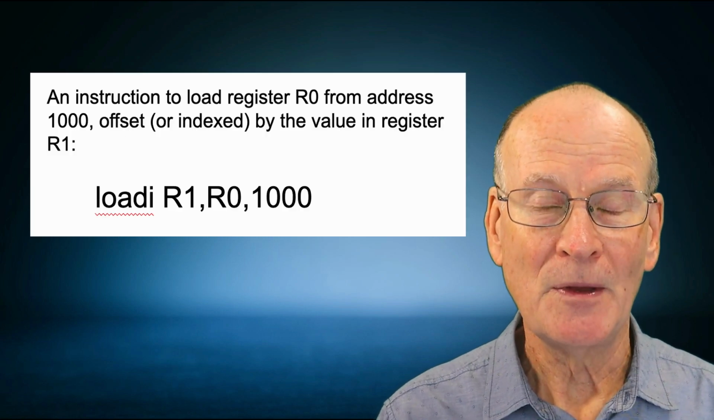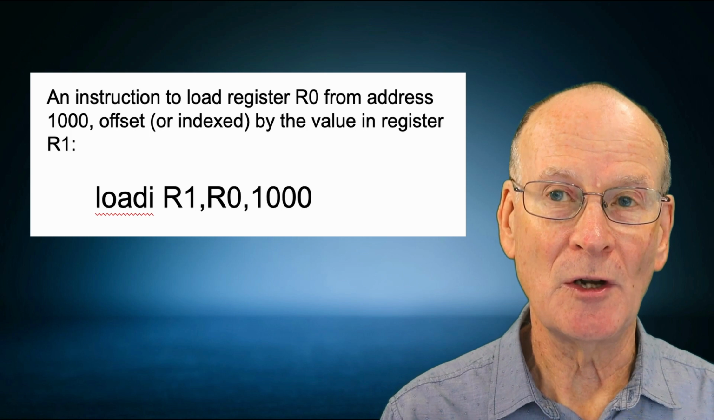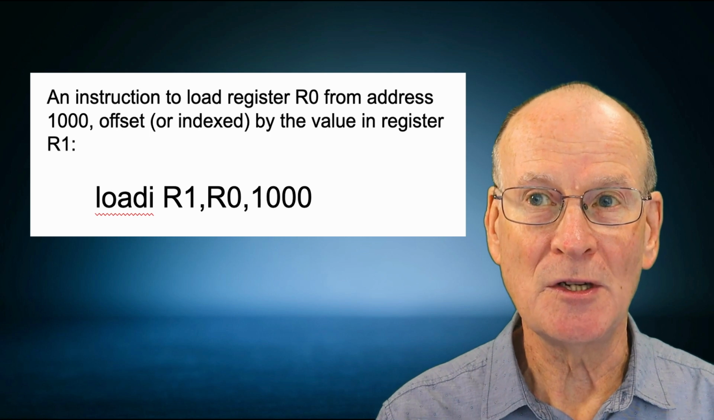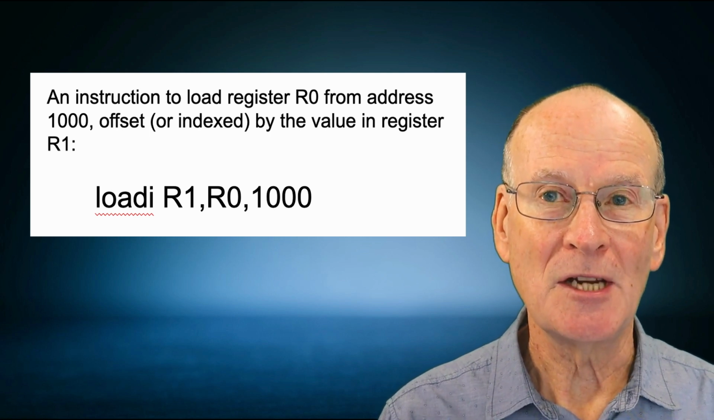Now, all these examples that I've shown you address the memory with an explicit address stored in the instruction. So load R0 1000 specifies the address to load from in the actual instruction. But most CPU architectures have the ability to use a register to contain the address, or contain a number to use as an offset to an address when you're fetching a value. So for an example, we might have an instruction to load register R0 from address 1000 offset by the value in register R1. So here's an example of that.